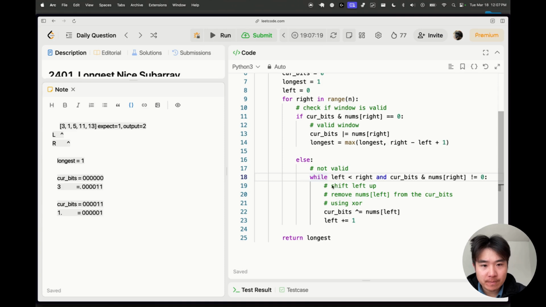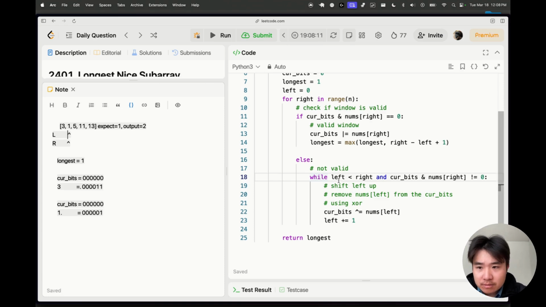So we have to shift left up. First we need to make sure that nums at left, which is 3, is XORed. So I need to XOR this. And when I XOR this, it's going to basically set cur bits to 0, right? Because if they're the same, it's just 0. So it's going to be like that. And then now we're going to shift left up. So now it's like this.